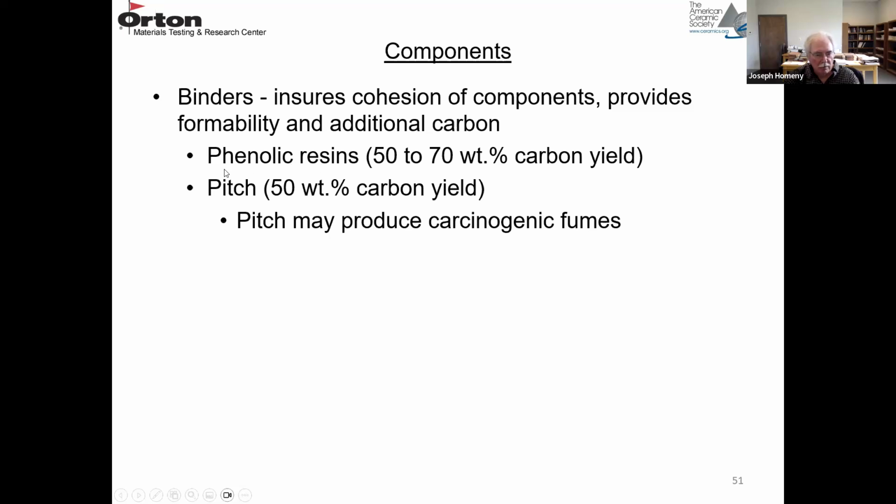So what's mostly used now is phenolic resins. They have a 50 to 70 weight percent carbon yield when they're pyrolyzed. Pitch has about a 50% carbon yield. So pitch, when these composites were first made, was widely used, but the phenolic resins are easier to work with. They have a little better carbon yield, and they're not hazardous. The pitch can have issues related to cancer. So I would say the phenolic resins have replaced pitch to a large extent.